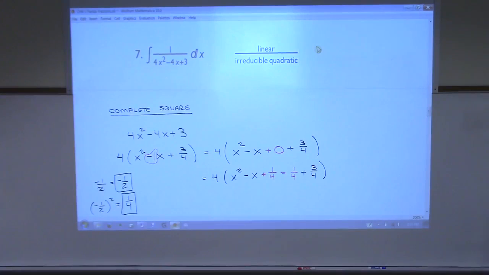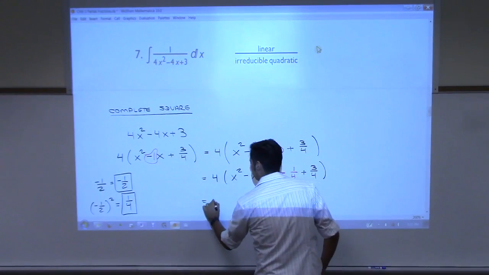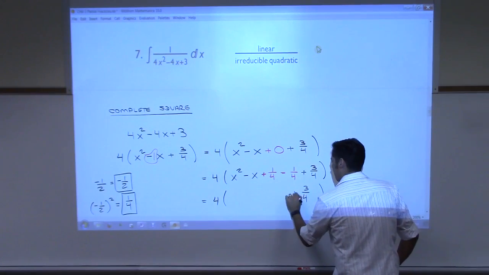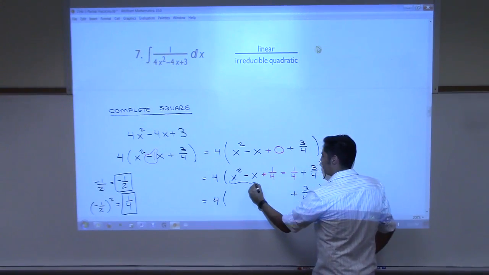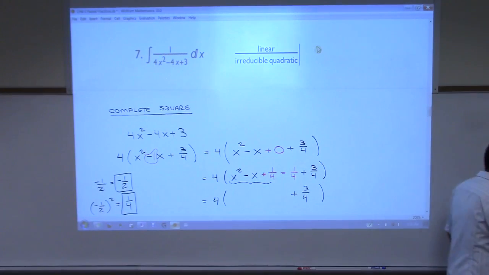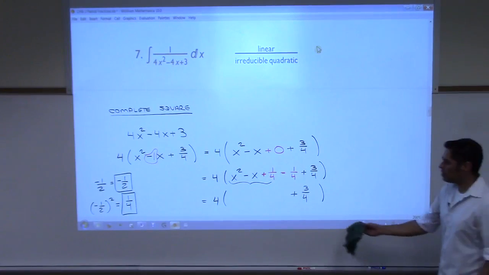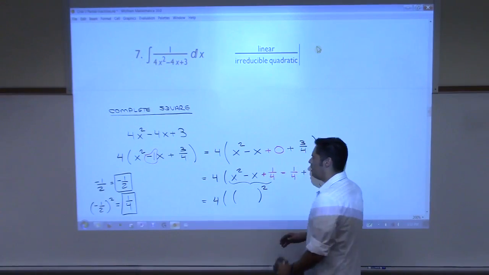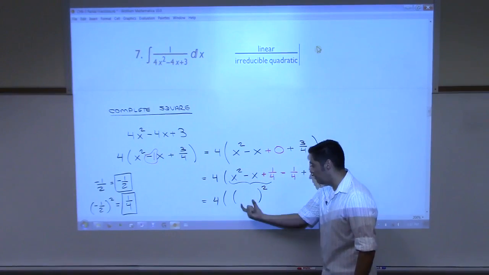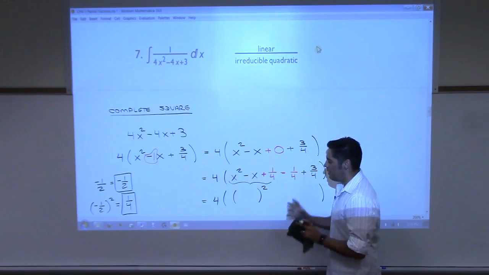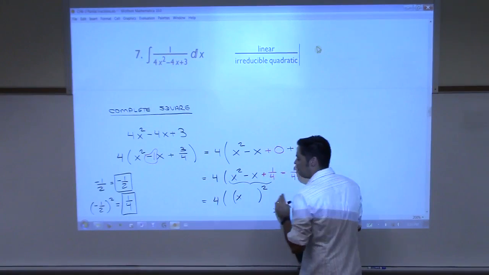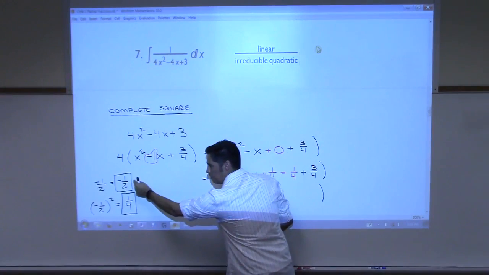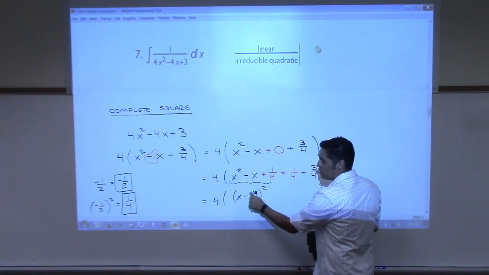Still good? This is 4. All right. These first 3 terms are guaranteed to factor to be a perfect square trinomial, so this will factor to be something times itself. That something will be x and then minus 1/2. And if you don't know where that came from, it's this number right here. So x always goes here, then minus the 1/2.